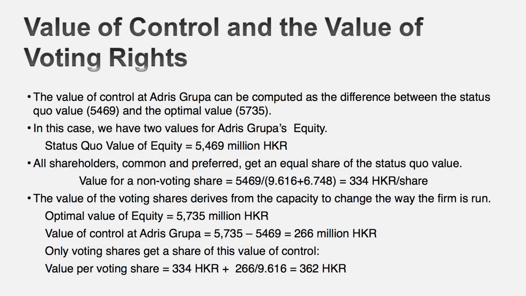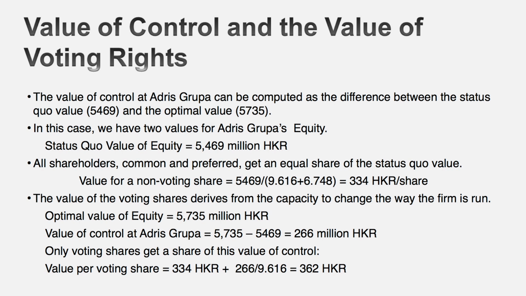Here's the way I think about non-voting shares. If you get a non-voting share, you're stuck with the status quo, right? Not much you can do about changing management. So to value a non-voting share, here's all I do. I take the status quo value and I divide it by the total number of shares outstanding, voting as well as non-voting, and assume that that is the value I'd pay for the non-voting share.